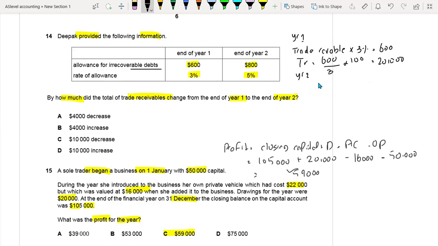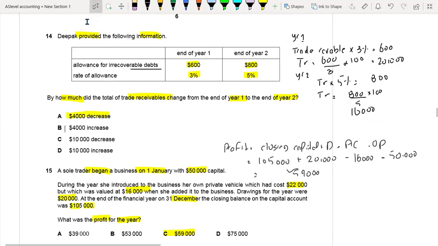So for year 2, again, the trade receivable multiplied by 5% is equal to 800. So trade receivable is 800 multiply 100 divided by 5. This is 16,000. So the question is by how much did the total of trade receivable change from the end of year 1 to the end of year 2? In year 1 that was 20,000, and in year 2 this is 16,000. So it means that it is decreased by 4,000. So option A is the right option.